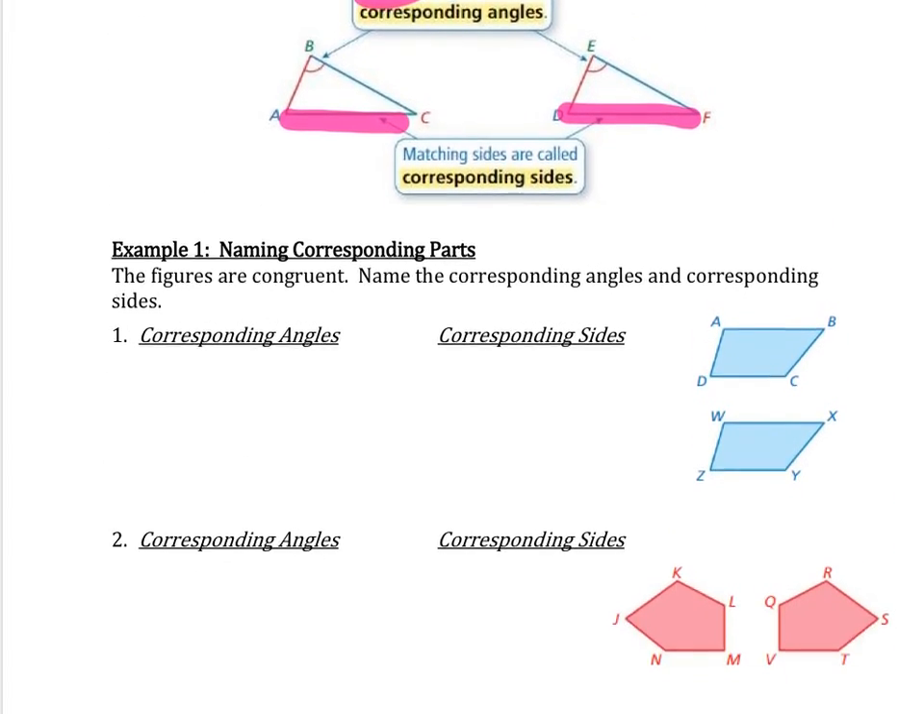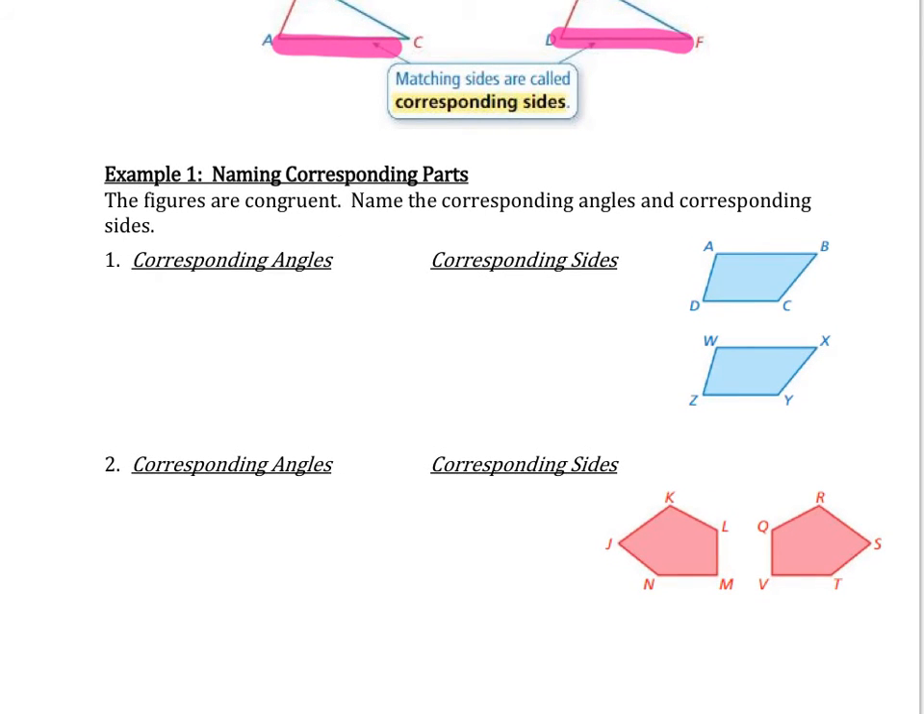So below here, we're asked to name the corresponding angles and corresponding sides. Notice that before we even get started on the problem, they tell us that the figures are congruent. We always say you can't base things off of looks, but if they tell you they are congruent, then you can start going by which side looks like which.